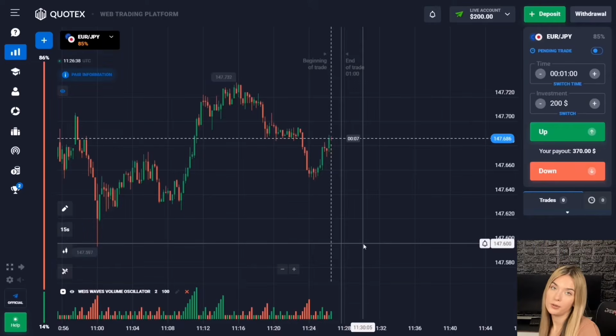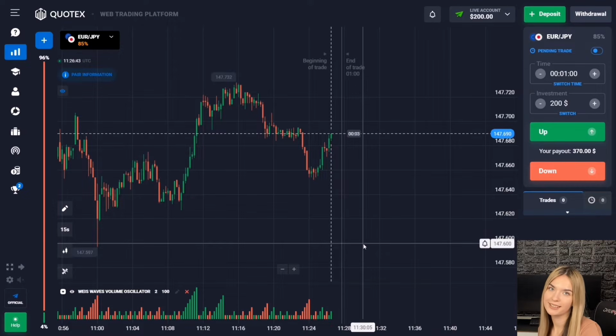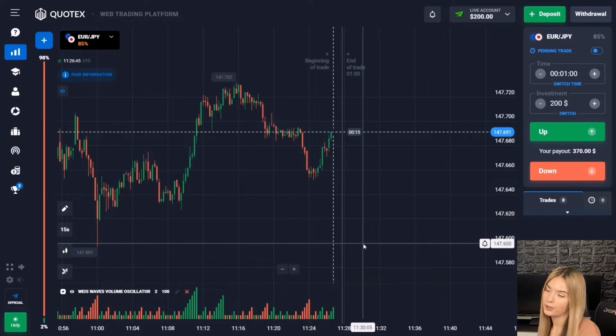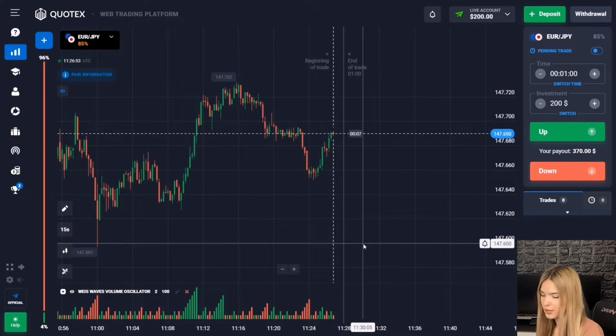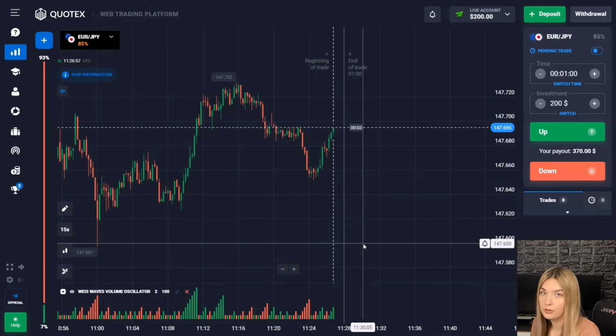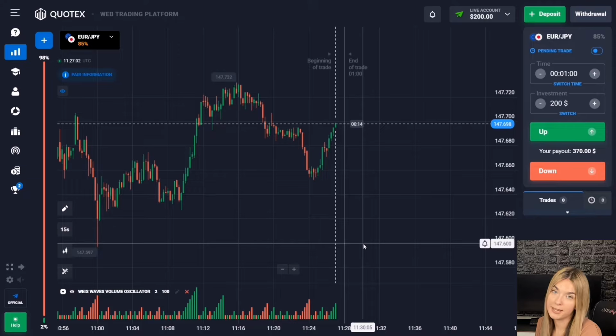So guys, today we are going to trade using a strategy based on technical analysis. And to help our technical analysis, we are going to use the Weis Waves volume oscillator. This indicator will help us to see which volumes prevail on the market, to increase or decrease. And today we are going to find working situations and try to work on them and make money.